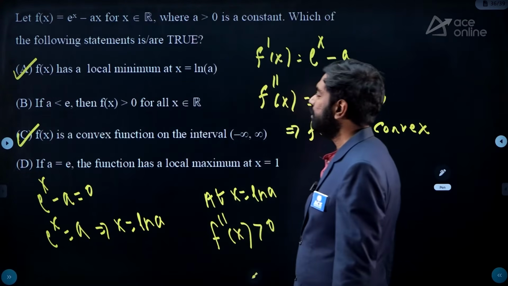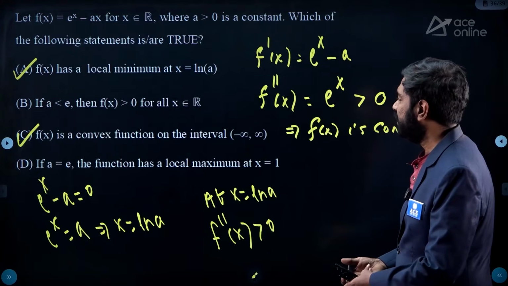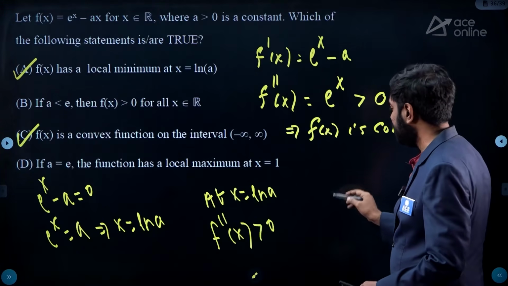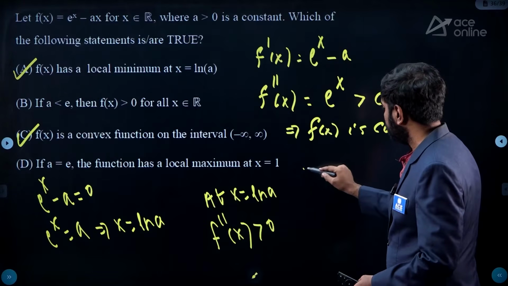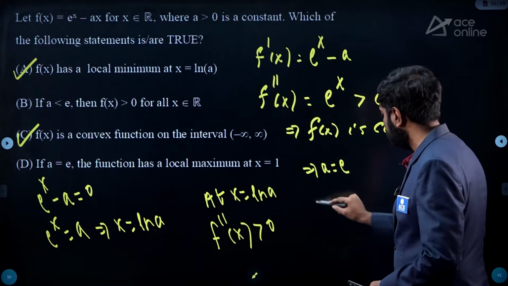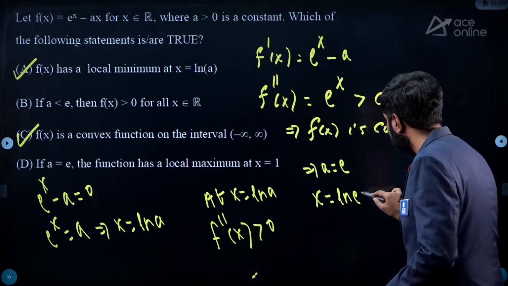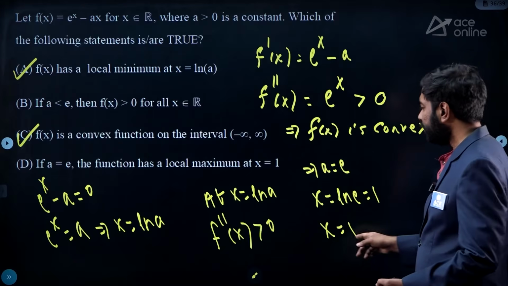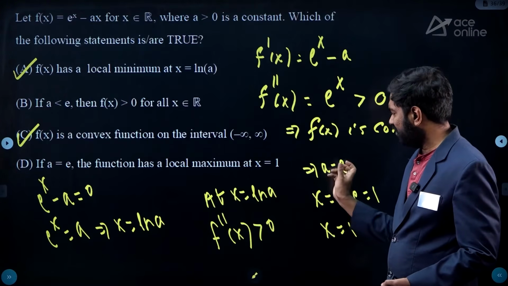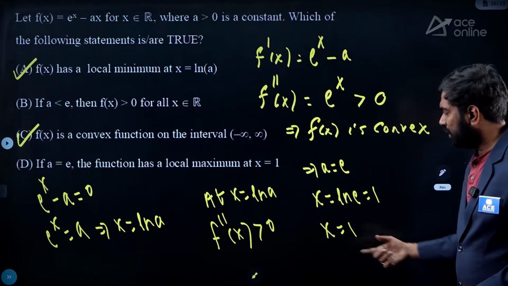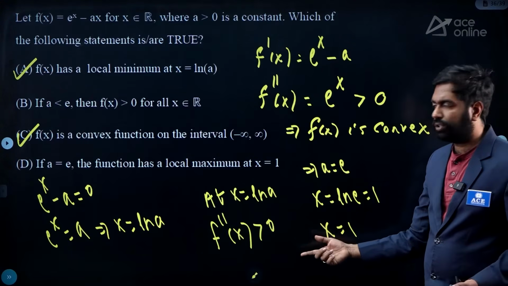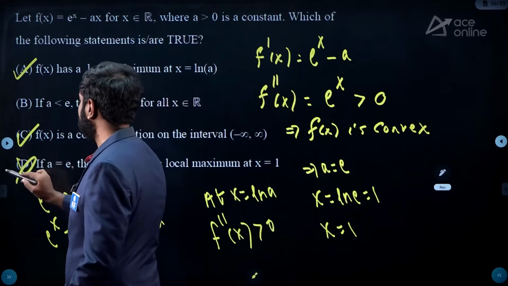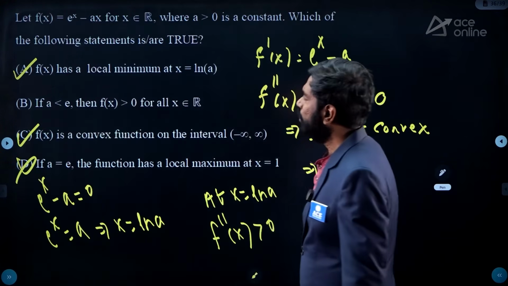And then he says if a is e, then the function has a local maximum at x equal to 1. So first of all he says a is e. So when a is e, what is x? It is ln e, which is 1, that is x is 1. Just now we said that at x equal to ln a, where a is e, that means x equal to 1, the second derivative is positive, which guarantees a local min. Local max is wrong, so this is eliminated. Now we are left with option B.